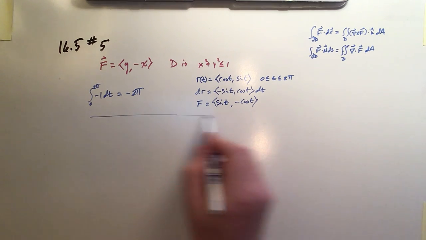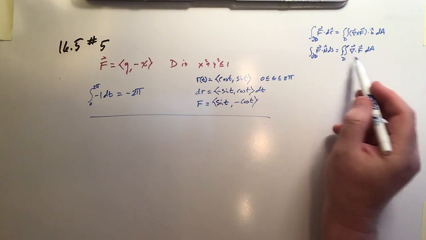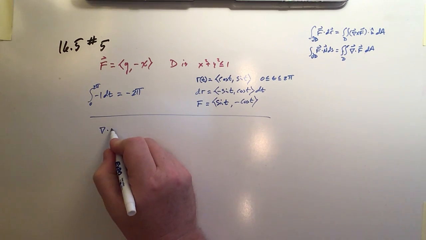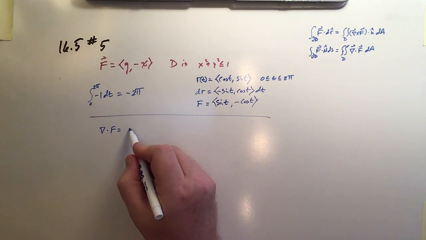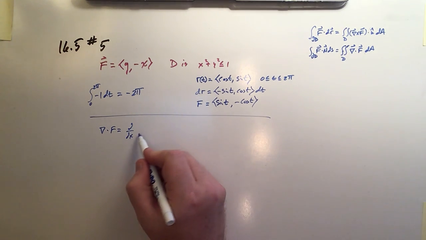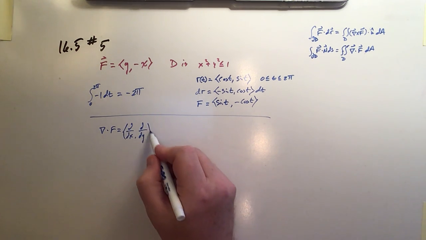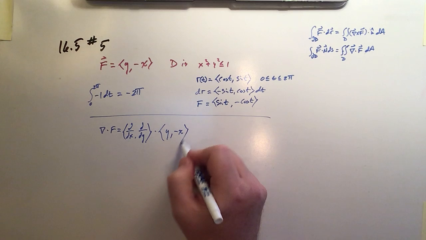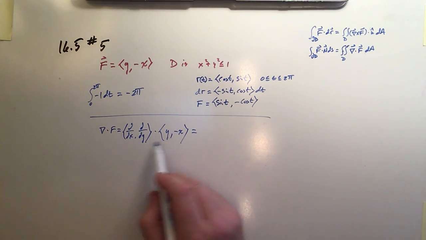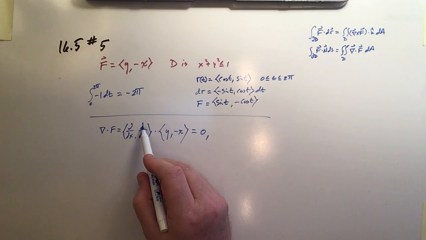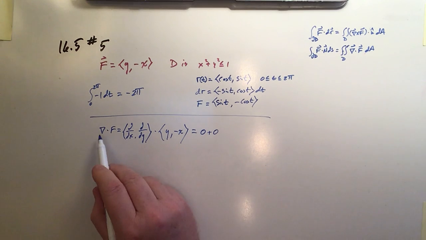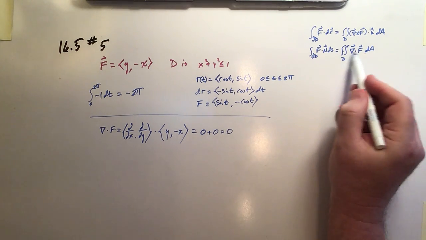So I draw a line, and this is the second one that we're evaluating. So let's evaluate del dot f. So del dotted with f is going to be, again, the partial with respect to x, partial with respect to y, dotted with y and negative x. And I think you're going to see what happens here. The partial with respect to x of y is 0, and the partial with respect to y of negative x is also 0. So this dot product is equal to 0, and of course that's the argument here.